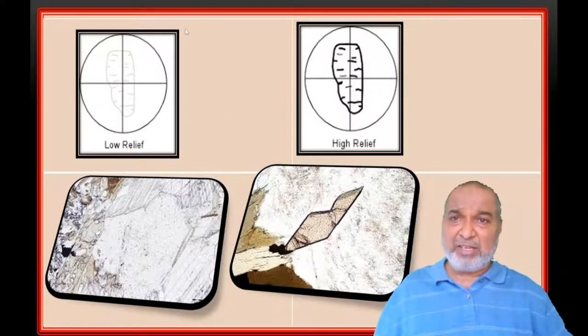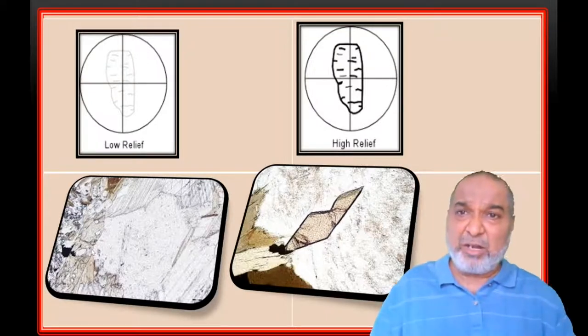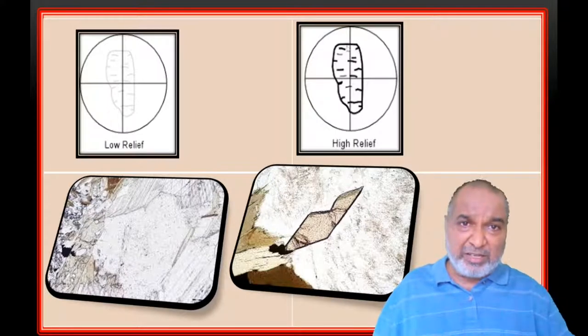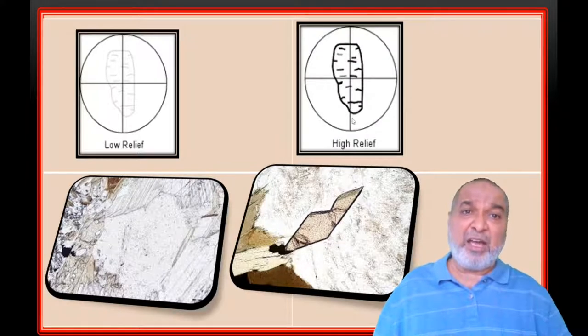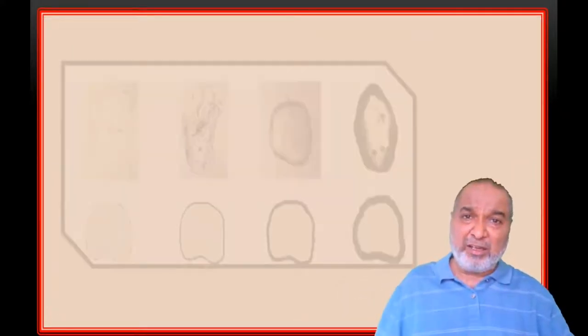On the left hand side I have given you the diagram of the mineral below the crossbar. You can find a very faint outline. So that is low, and see the mineral here under the microscope slide. You cannot easily distinguish the outline of that particular mineral, so it is low relief. But here on the right hand side, below the microscope, the outline of the mineral is very prominent. It is high relief. You can see here, it is very prominent. So low and high.